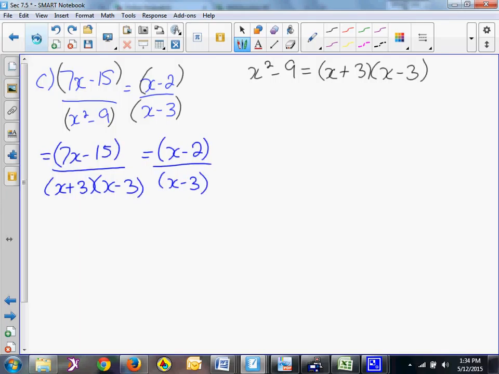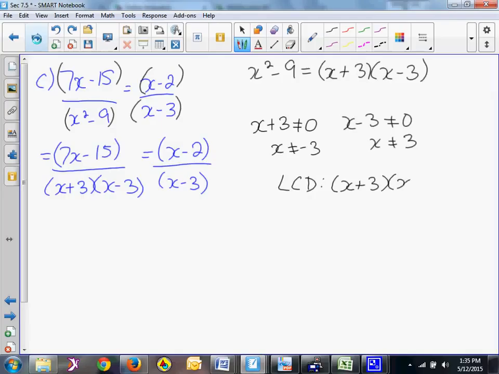Okay, and now I'm going to follow my steps. I'm going to find my non-permissible values. So x plus 3 can't be 0, so that means x can't be negative 3. x minus 3 can't be 0, so x can't be 3. And then our other denominator is x minus 3, which I've already taken care of. So we know x can't be negative 3, x can't be 3. Now I'm going to find my lowest common denominator. So I know x plus 3, x minus 3. And then for the right side, I've already written down x minus 3.